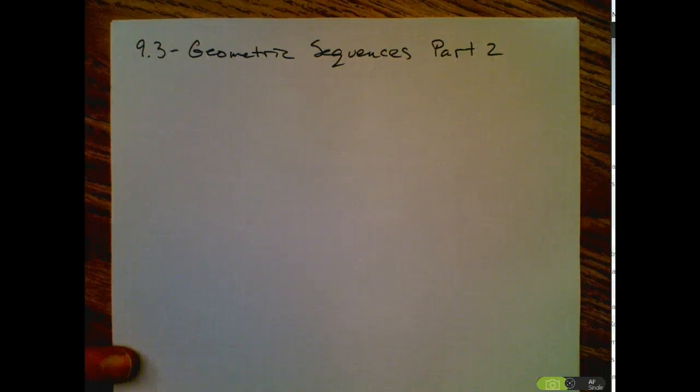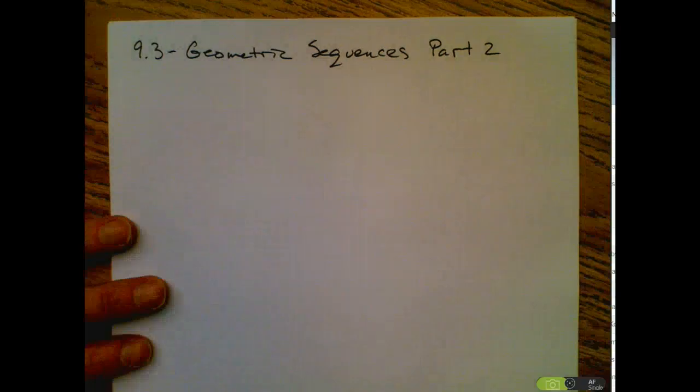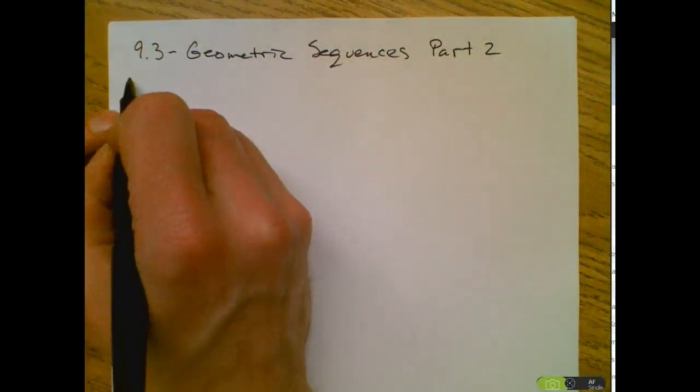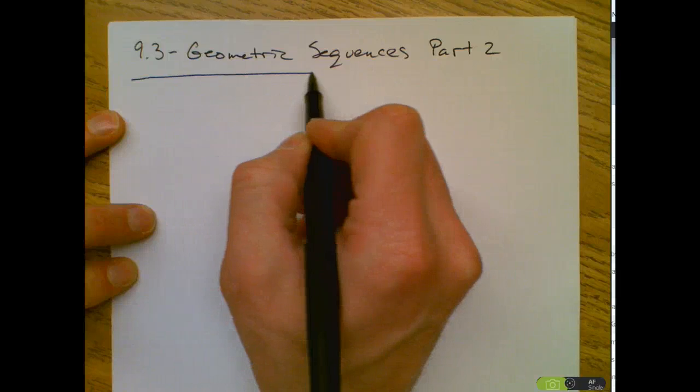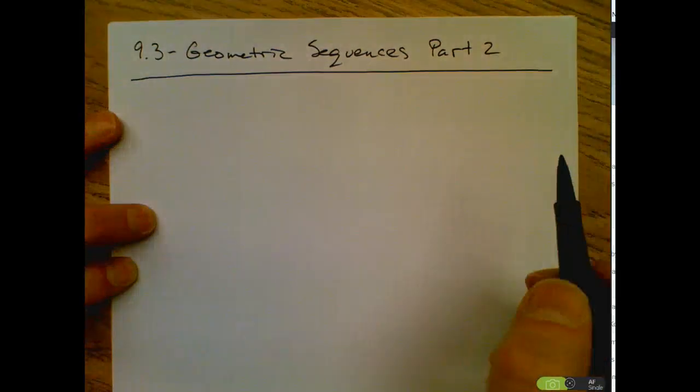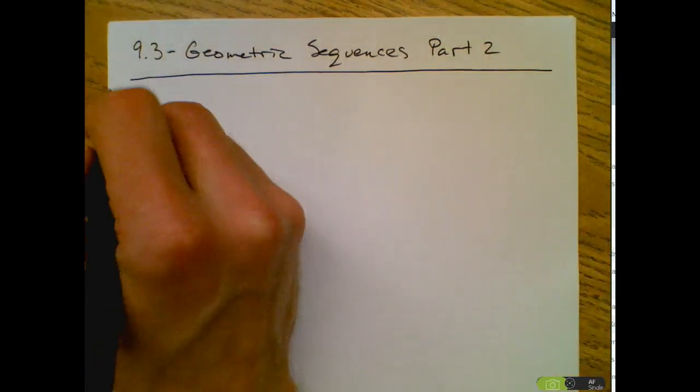Alright, for this video we're continuing with part 2 of section 9.3, geometric sequences. Today we're going to be talking about the sum of geometric sequences. So before we get to that, let's take a look at a quick example.